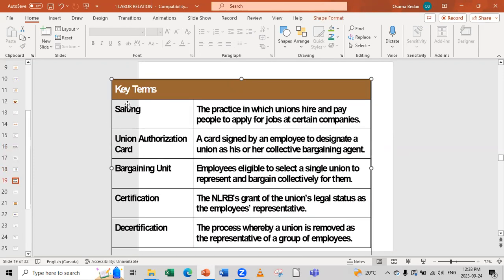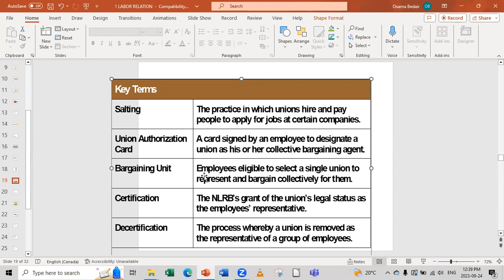The first term in unionization is salting, which means the practice in which unions hire and pay people to apply for jobs at certain companies. That's called salting. Union authorization card: a card signed by an employee to designate a union as his or her collective bargaining agent. So I would say that I am working here and I designate this union in case of collective bargaining. This is my union.